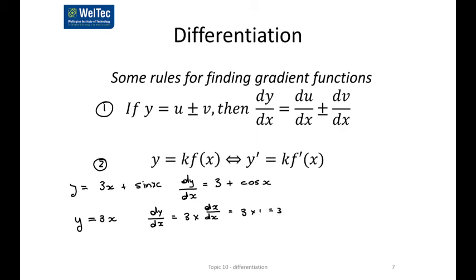It means we've got the ability to do something more complicated like this, then we can say that the derivative is going to be 3 times the derivative of sine x. And we know that the derivative of sine x is cos x, so it would be 3 times cos x, or 3 cos x.